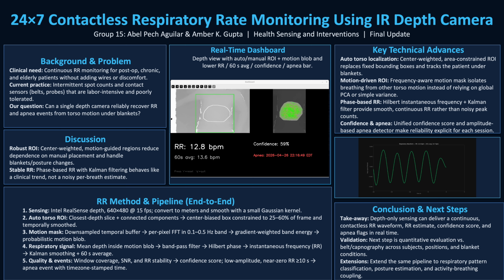Now, compared to prior work, the novelty is in this combination. One is the center-weighted area-constrained auto torso localization. Second, a gradient-weighted respiratory band motion mask that produces a sticky non-rectangular ROI. Third, the Hilbert phase-based RR with Kalman smoothing and an explicit confidence and apnea layer. All designed for a privacy-preserving depth-only dashboard running in real time at 15 fps.